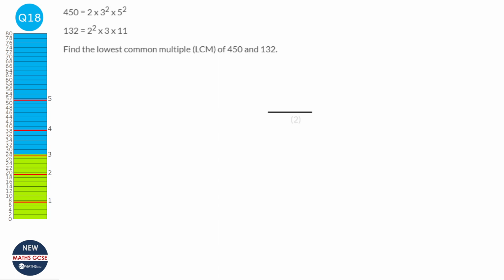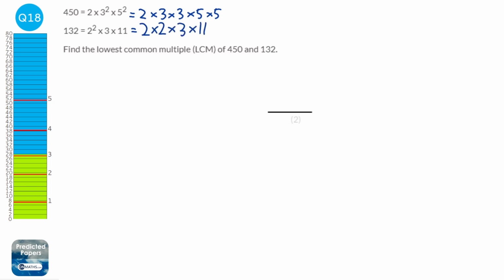This question seems a lot harder than it is. What I'm going to do is start by rewriting the prime factors, but without the squared, so 2 times 3 times 3 times 5 times 5. I'm going to do the same with the other lists as well, so 2 times 2 times 3 times 11.